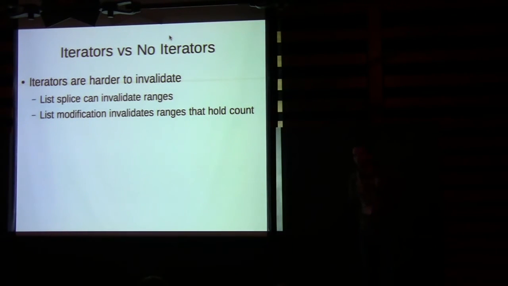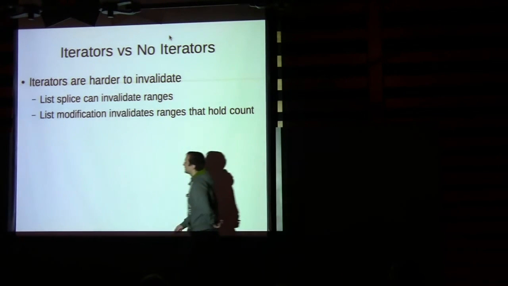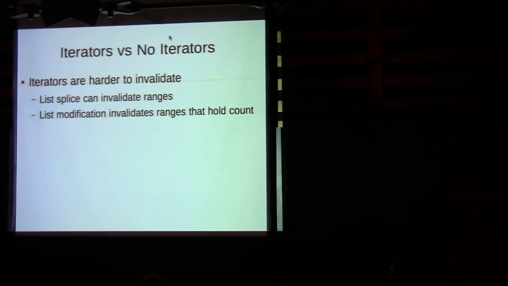Second problem. Now not only do I have to hold a pointer to the list, but I also have to hold a count of how many elements I already chopped off, because I have to subtract that from the size of the list. And that doesn't work, because if I have a list, and let's pretend it's just a sequence, and I have a range to all of it.